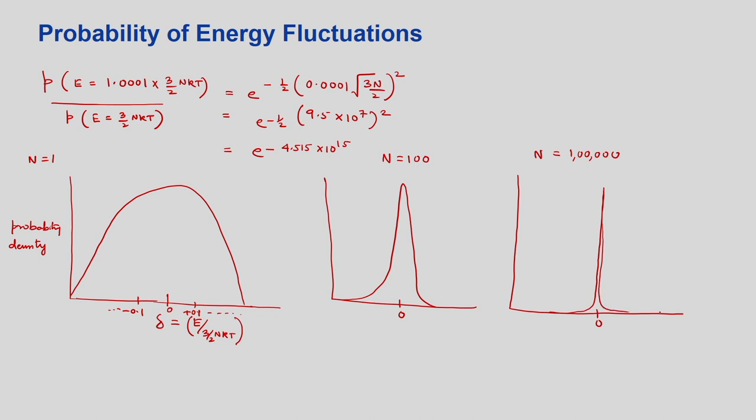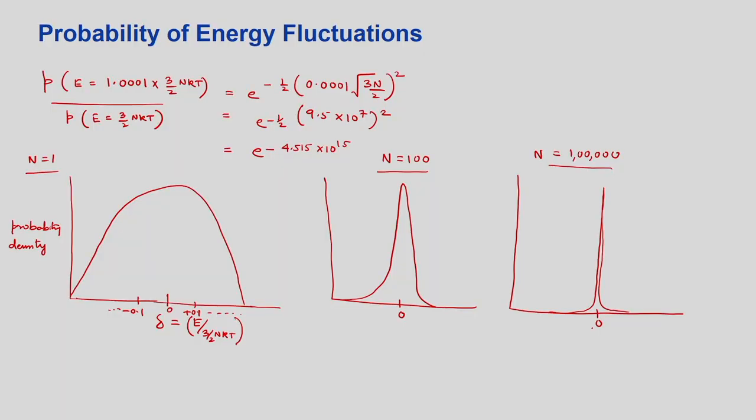Now, observe these 3. You have n equal to 1, 1 molecule or 1 atom, 100 molecules, 1 lakh molecules. For 1 molecule, you see the distribution is pretty wide. So, the uncertainty is very high. As you increase the number of molecules to 100, the uncertainty is a bit lower than for 1, but still considerable. Keep on increasing the number of molecules, and you will see this delta value keeps becoming narrower. So, as the number of molecules gets higher and higher, this dimensionless number becomes smaller and smaller, and it does not extend beyond 0.